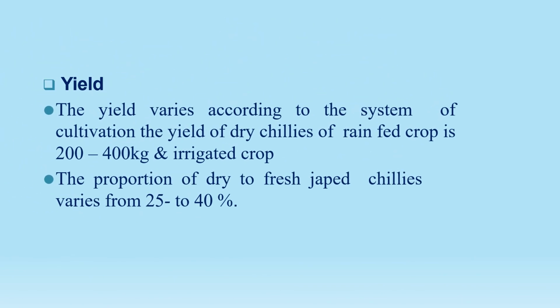Let us see the yield of the crop. The yield varies according to the system of cultivation, and the yield of dry chilies of rain-fed crop is about 200 to 400 kg, and irrigated crop with the portion of dry to fresh shaped chilies varies from 25 to 40%.